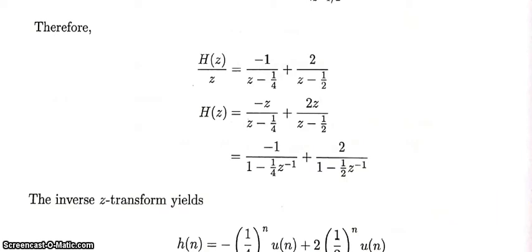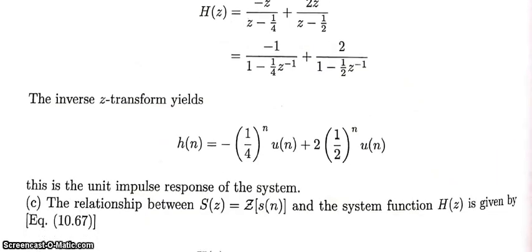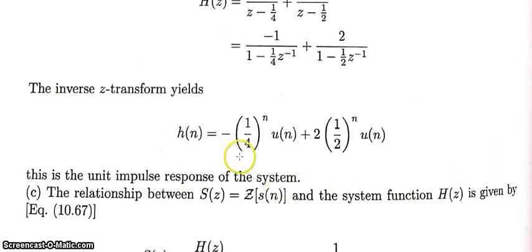And we can take the inverse z transform to get h(n), which is minus (1/4) raised to n into u(n) plus 2 into (1/2) raised to n into u(n). And this is the impulse response of the system. Now we need to get the step response.